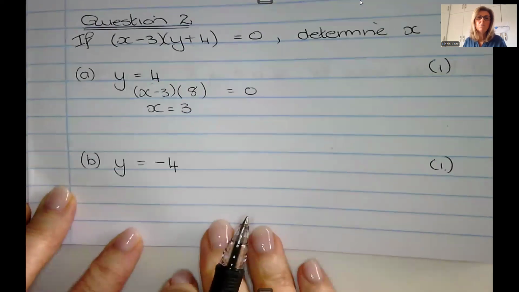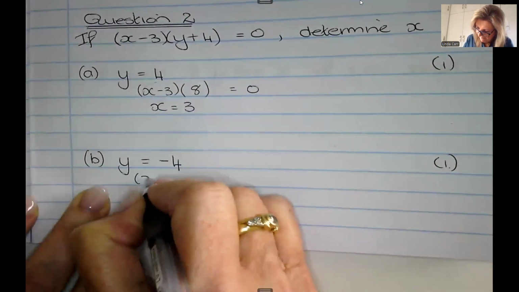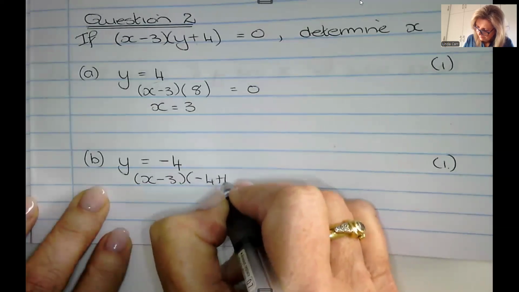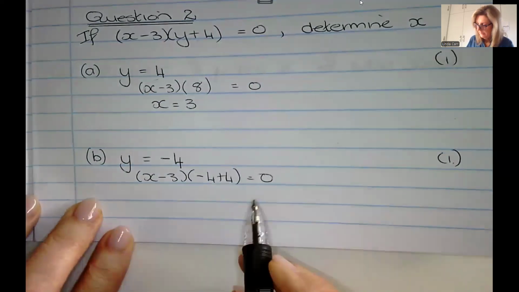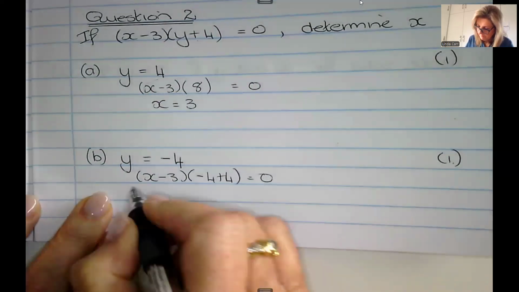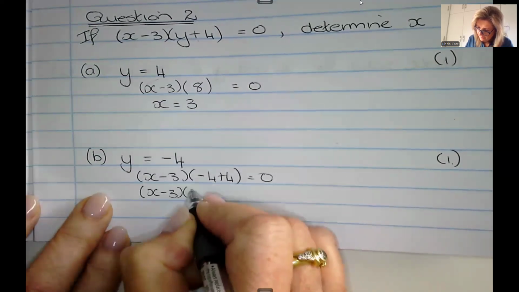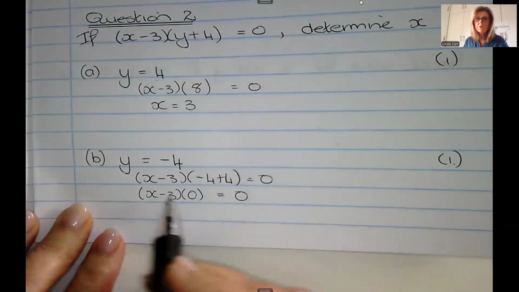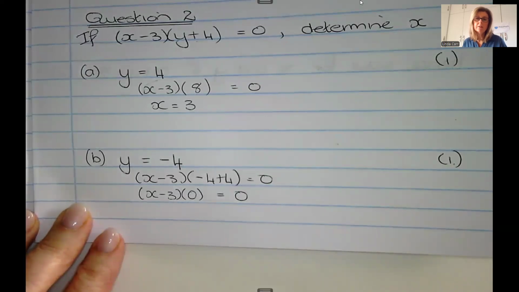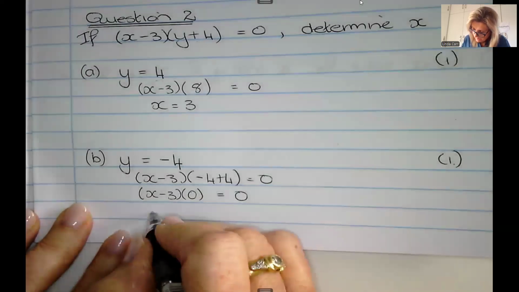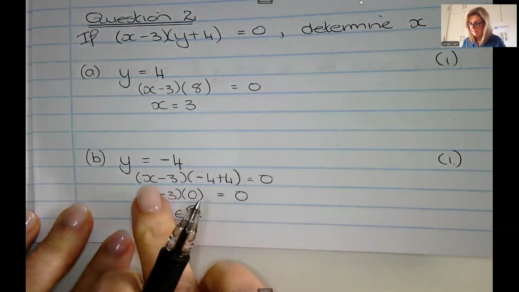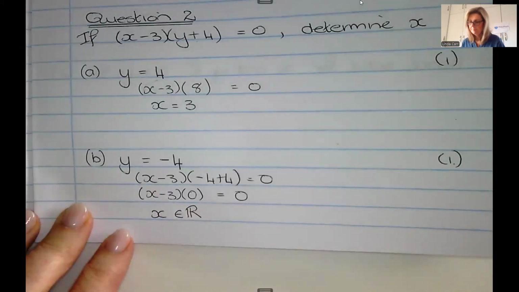The second one, y is negative 4. So now the second bracket is 0. So x minus 3 times 0 is equal to 0. Would you agree that it makes no difference what x is? That answer is always going to be 0. And so x is any real number, because whatever x is doesn't affect the fact that you're multiplying by 0. All right, so that's just a little trick in that one.